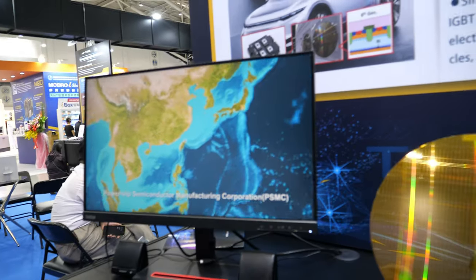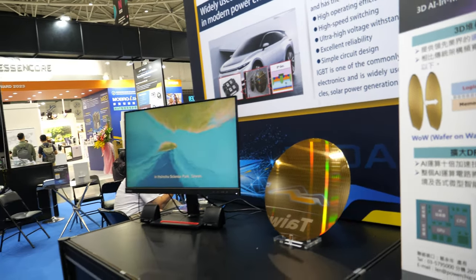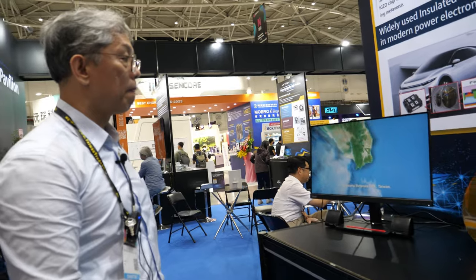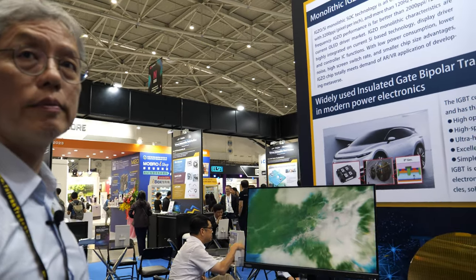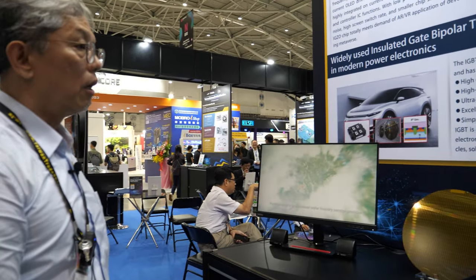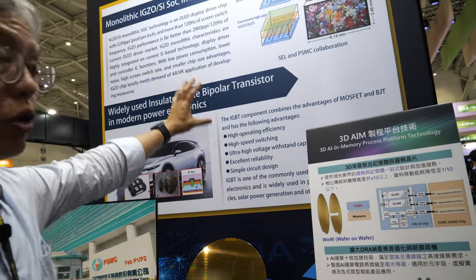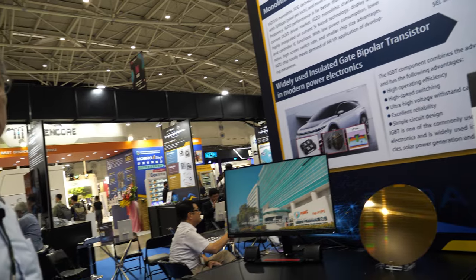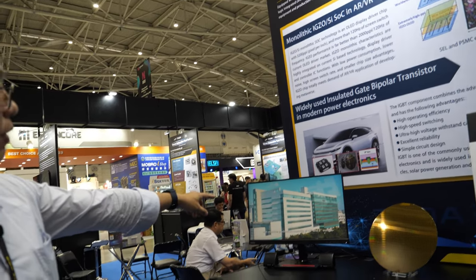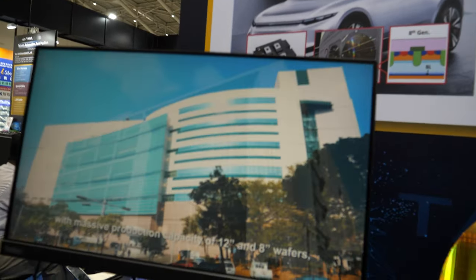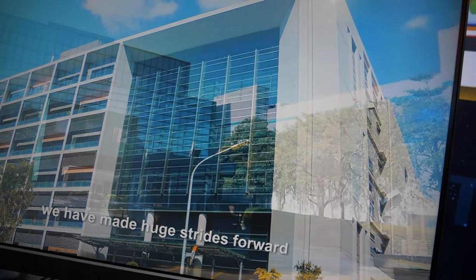The technology you talked to me about today is like groundbreaking future stuff, right? Or is it already on the market, all this? This one is already in the market. These two are quite new products, the first announcement. This is a fab here. Our fab.